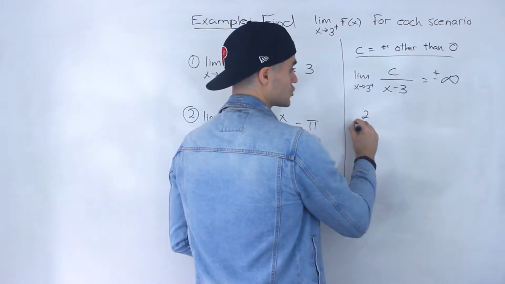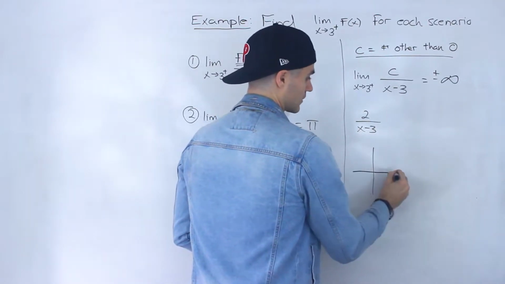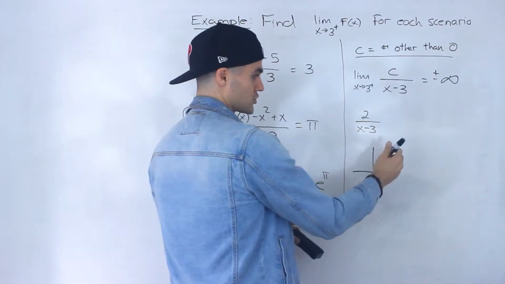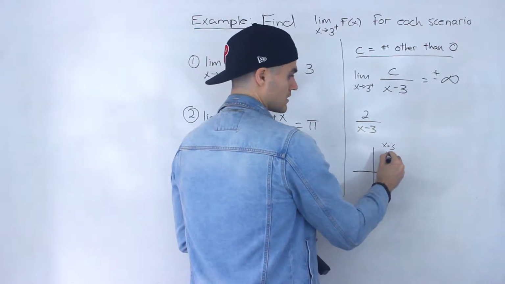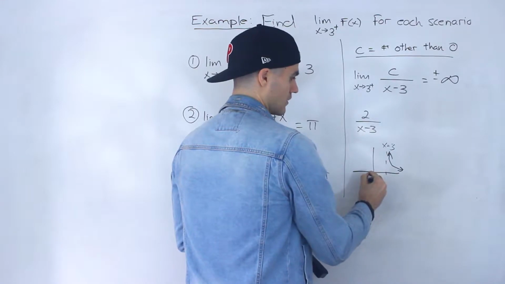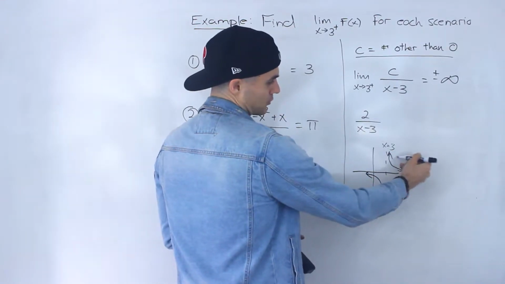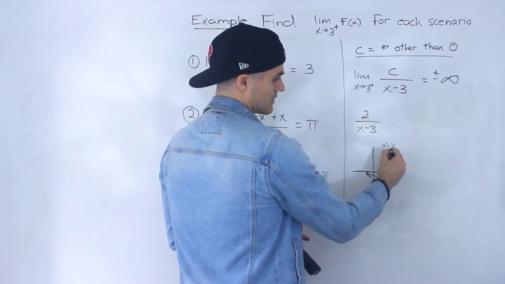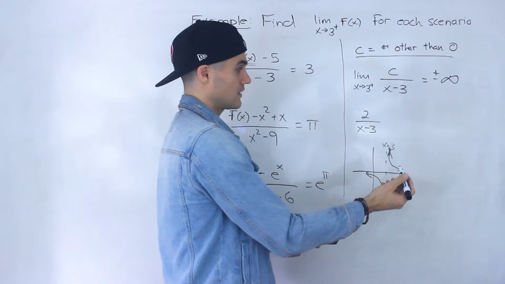Let's say that we had like 2 over x minus 3. Well, how would this graph look? Well, it's just the reciprocal function shifted over by 3. There's going to be a vertical asymptote there. So this graph basically looks like this. And so notice as we're approaching 3 from the positive side, the y values are going towards positive infinity.